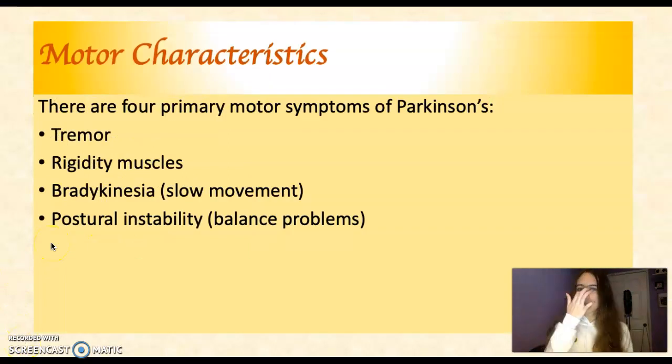There are 4 primary motor symptoms of Parkinson's. So there's the tremor, the rigid muscles, the bradykinesia, which is slow movement because their muscles are hard to move. They do ultimately walk pretty slowly. And postural instability, so they have balance problems. So that's why physical therapy will really help fix or help those balance problems, because those muscles are super hard to move.